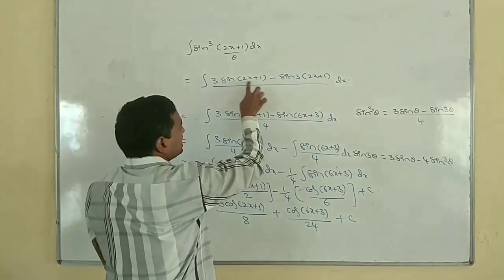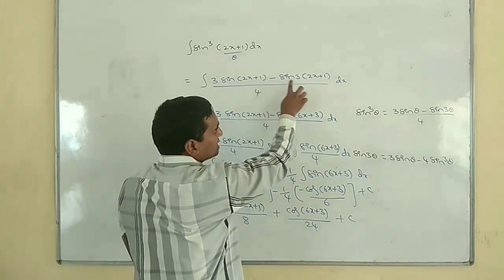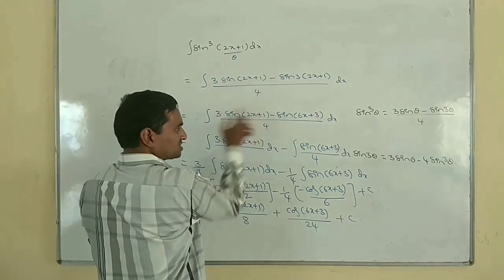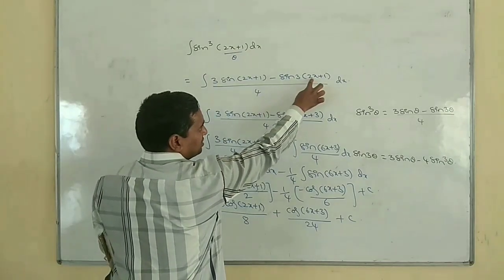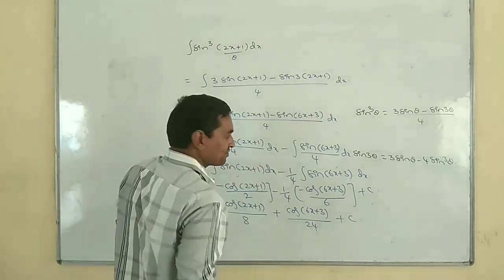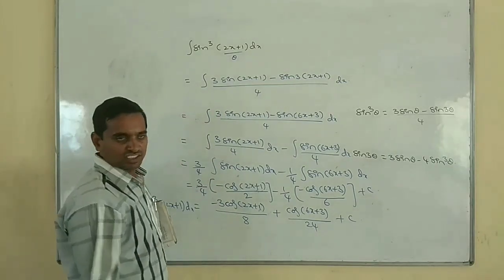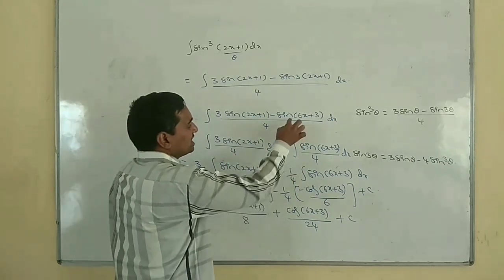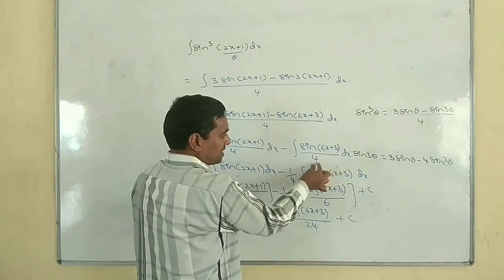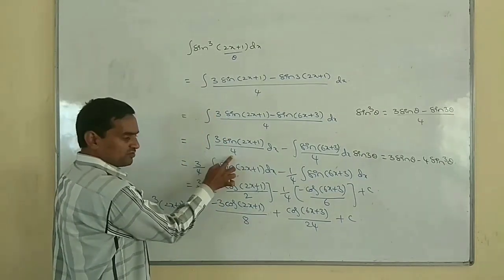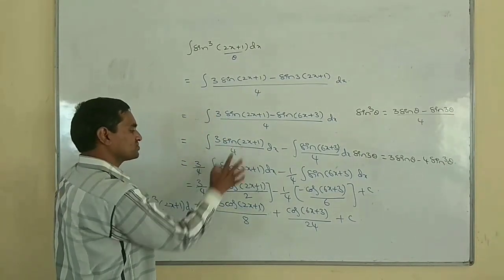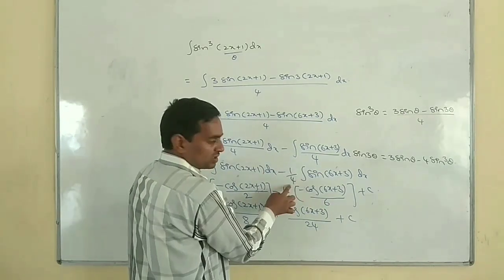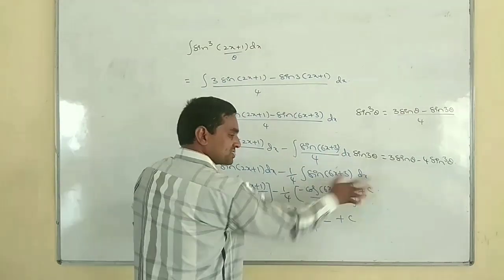3 sin theta means 3 sin(2x plus 1), minus sin 3 into theta, that is 3 into (2x plus 1), which is sin(6x plus 3). After that, split each term separately: 3 by 4 times the integration of sin(2x plus 1) dx, minus 1 by 4 times the integration of sin(6x plus 3) dx. The 3 by 4 constant is written outside, and here also 1 by 4 is written outside.